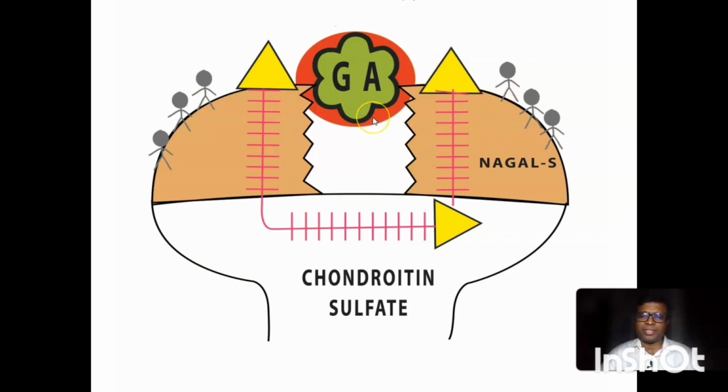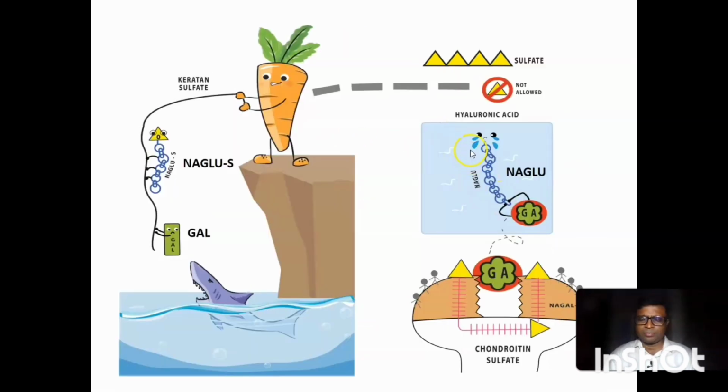So government authorities went a step ahead and sealed the crack using a glue-like substance, that is glucuronic acid. So that's about the story. The composition of chondroitin sulfate is N-acetyl galactosamine sulfate and glucuronic acid. Let's go to the next one, that is hyaluronic acid.